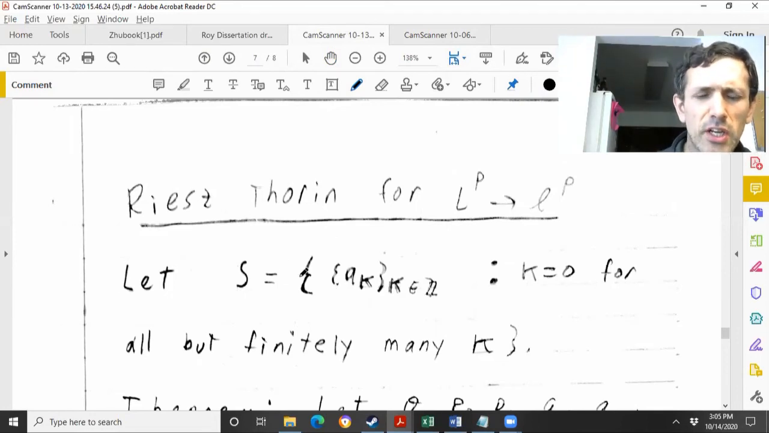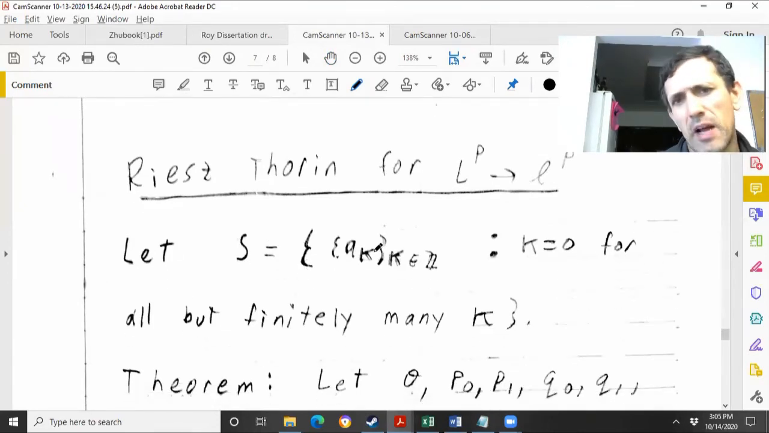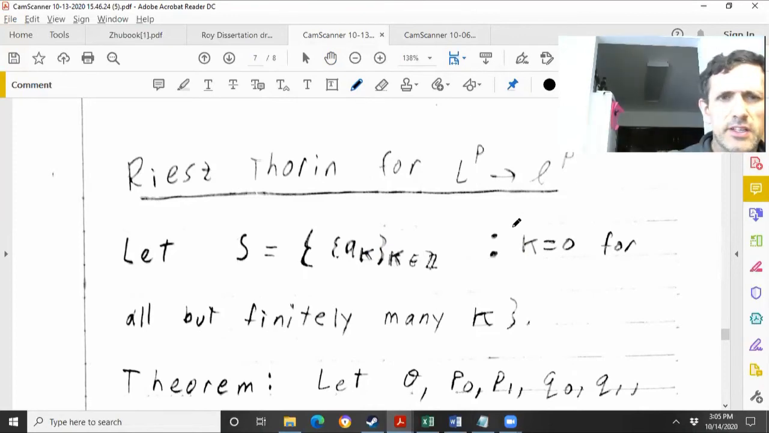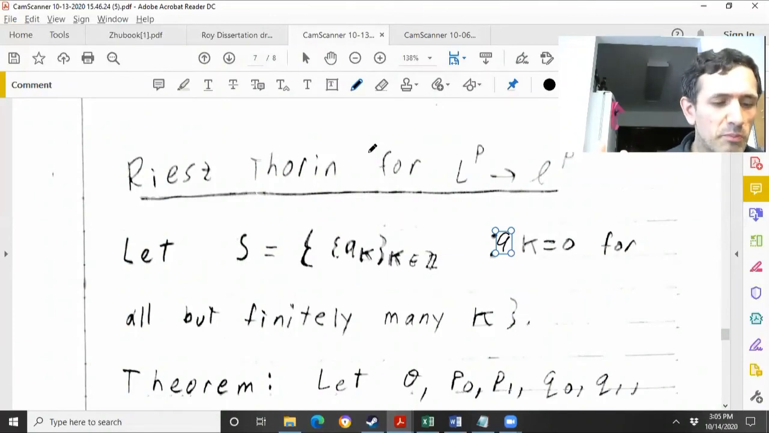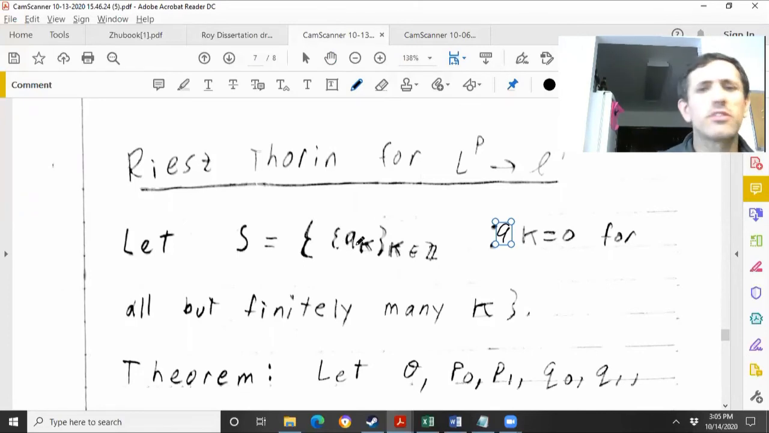So let's say S is the collection of all sequences of complex numbers where, sorry, this should be a_k = 0. So it's the set of all sequences where a_k is 0 for all but finitely many k. In other words, it's sort of like the sequence analog of a simple function with support of finite measure. Basically, the a_k's are all zeros except for finitely many k's. So the theorem is as follows.